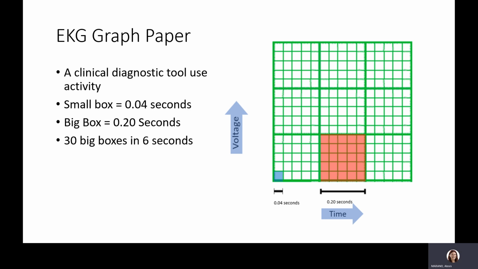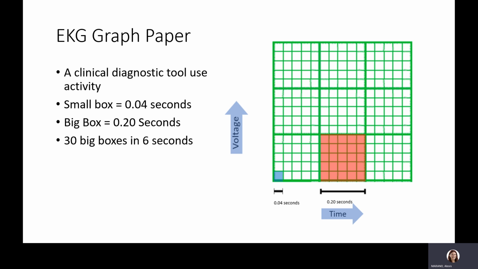Here's our EKG graph paper. This is a clinical diagnostic tool used to help measure activity, and much like a graph in algebra, you have your X and Y axis. It measures different things. From the bottom to top, it's going to measure electricity or voltage. From left to right, it's going to actually measure time.